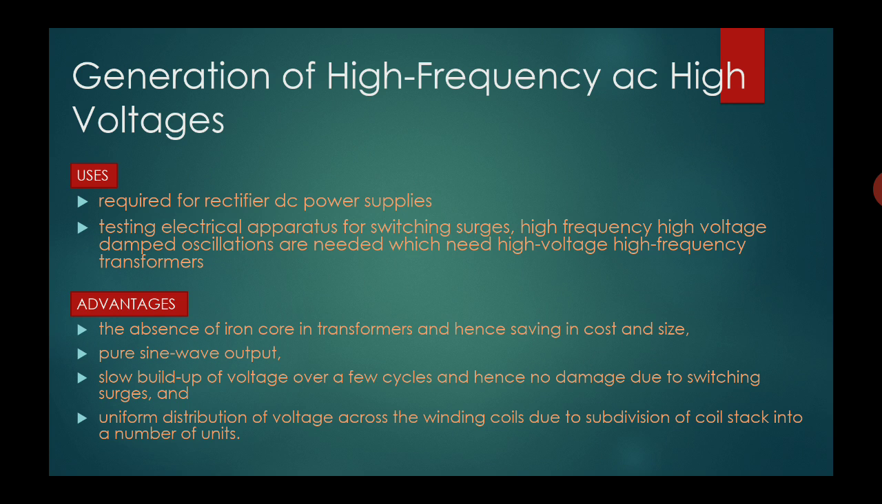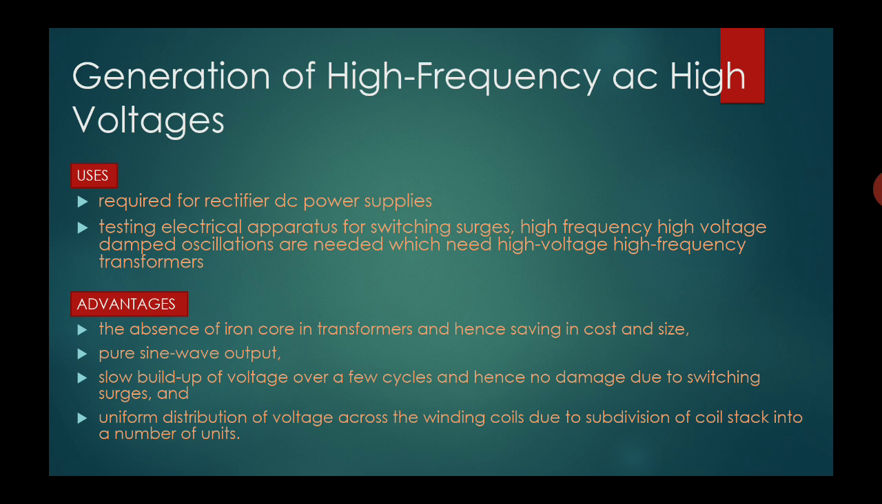So it is required for the rectified DC power supplies. For the rectifiers for the DC power supply, the higher the frequency, the smoother the DC power will be. So that is the reason higher frequency AC voltages are required.